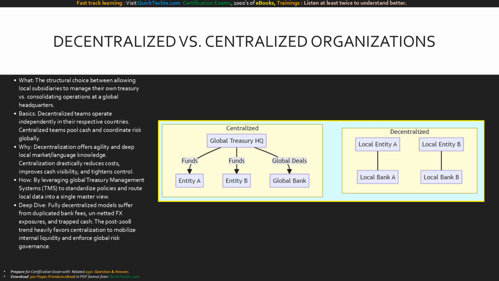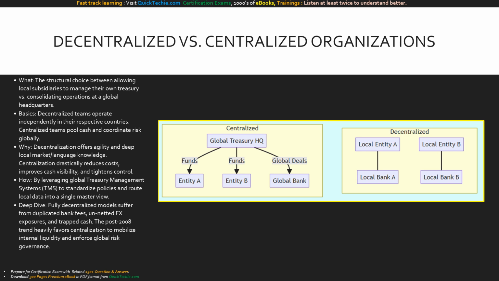Why choose one over the other? Decentralized teams are highly agile and possess intimate knowledge of local banking customs. However, centralization is the modern gold standard because it slashes costs, maximizes cash visibility, and tightens corporate control. How do companies centralize? By implementing global treasury management systems that connect all subsidiaries.